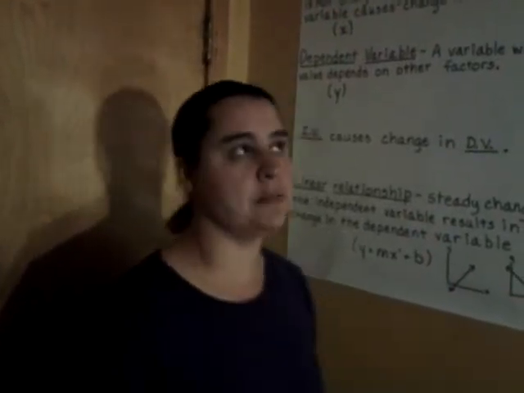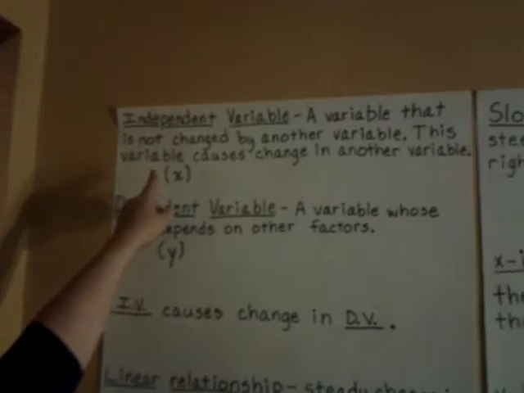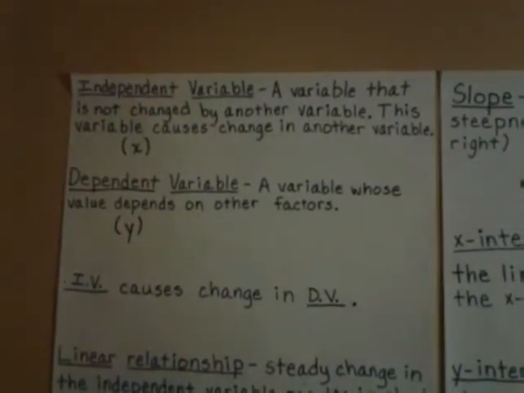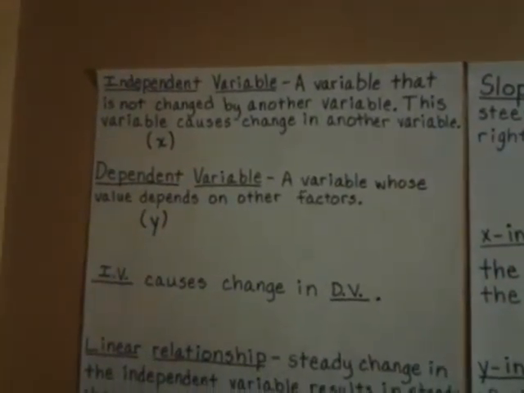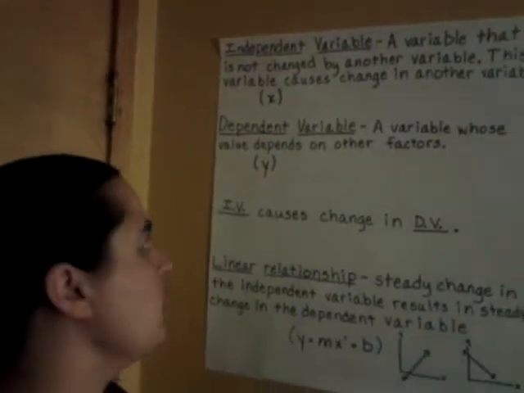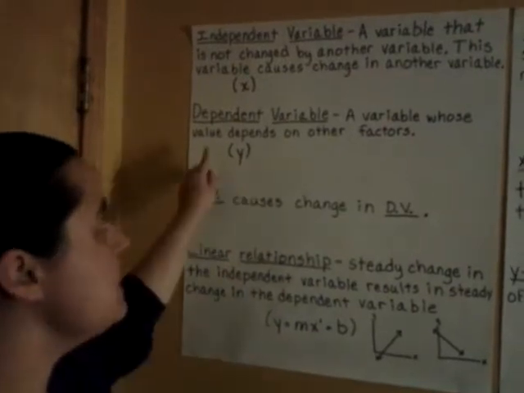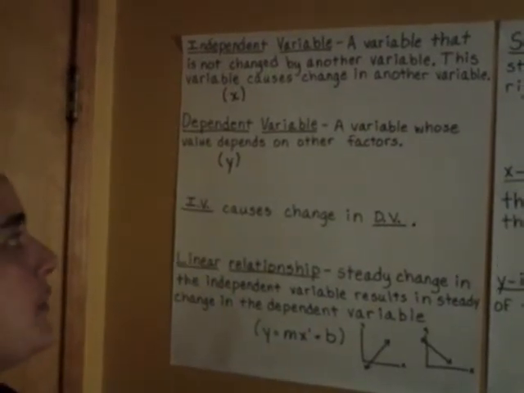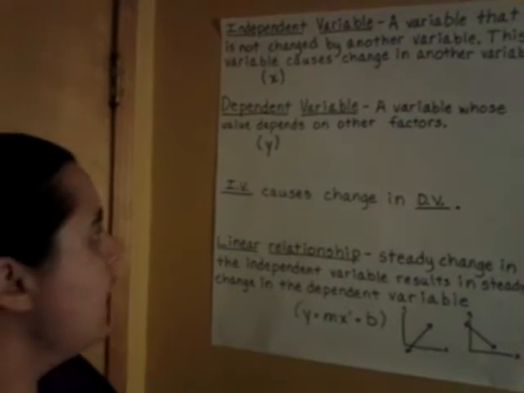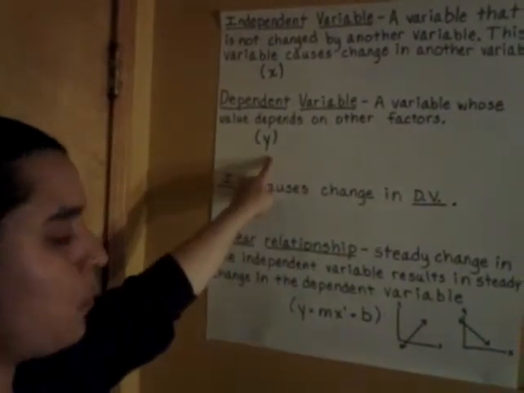In linear relationships, we have an independent variable. This is a variable that is not changed by another variable. This variable will cause change in another variable, and is usually represented by x. We also have a dependent variable, a variable whose value depends on other factors, and is usually represented by y.